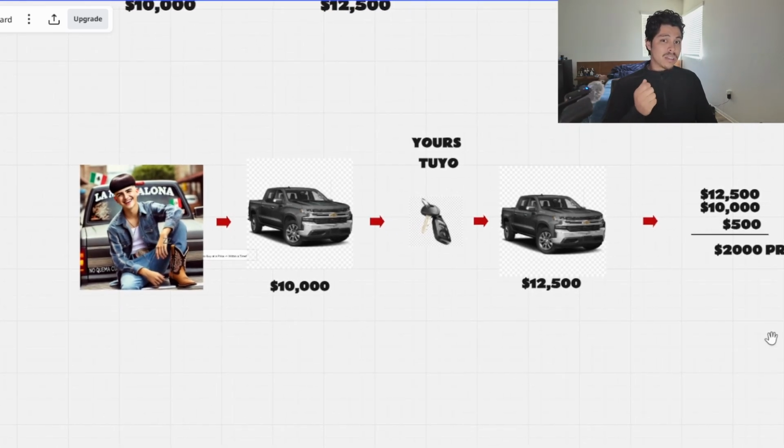You now own a $12,500 car. So you decide to sell it on the market. You get market price for it, $12,500. Now let's do a little bit of math. You subtract from $12,500 the $10,000 you paid for the Silverado, and then the $500 you paid for the contract. That leaves you with $2,000 profit.